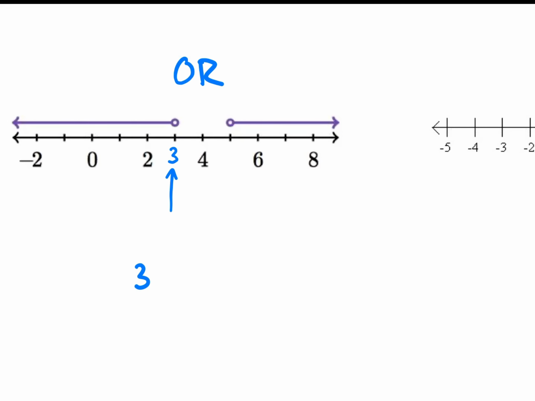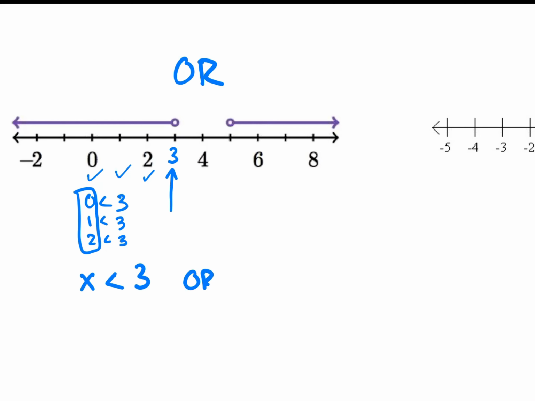And I just kind of follow its directions. Going to the left, this is all the numbers less than. 2 is less than 3. 1 is less than 3. 0 is less than 3, right? And I could write that. 0 is less than 3. 1 is less than 3. 2 is less than 3. So this must be where my x goes. x is less than 3.